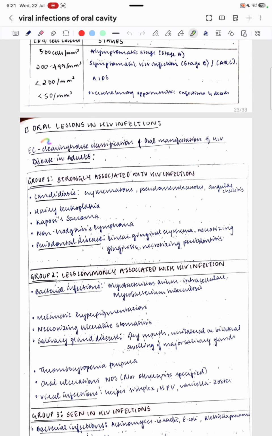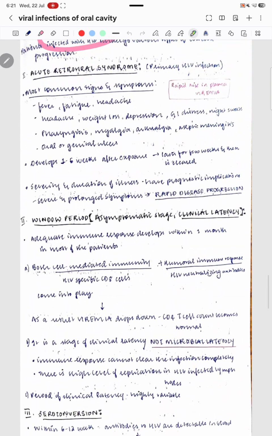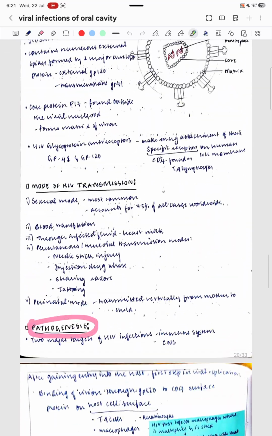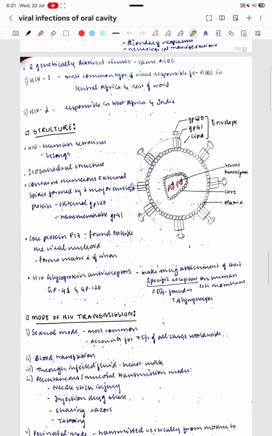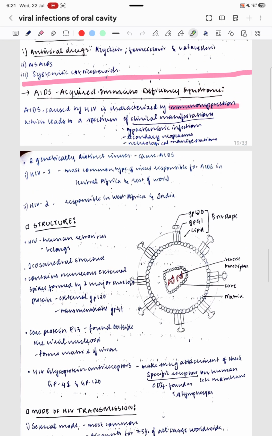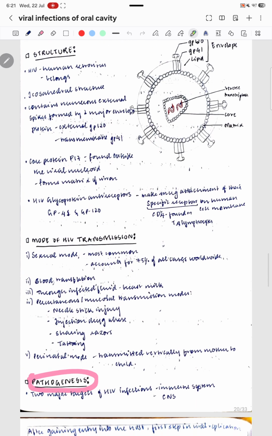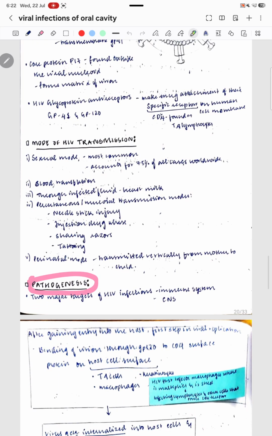Oral lesions in HIV. Yesterday we discussed the clinical features, pathogenesis, and structure of HIV. I did not go into the structure in detail because you don't really have to know it in detail, since this is oral pathology and we mainly deal with the pathology. But what you need to know is that it is a retrovirus, it is icosahedral, and it has an envelope and a protein.